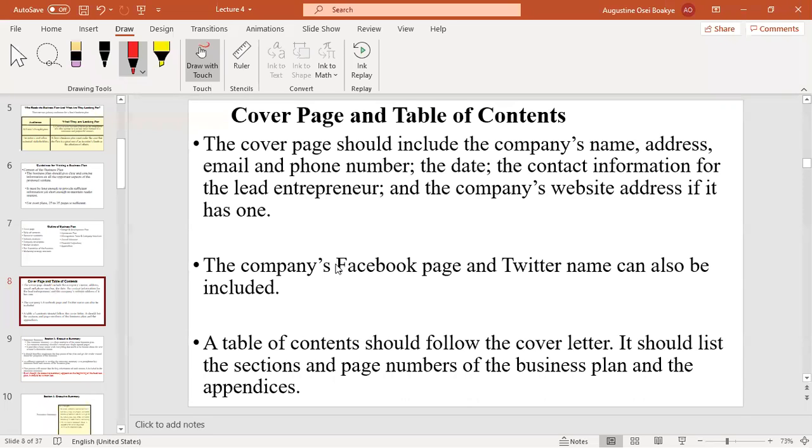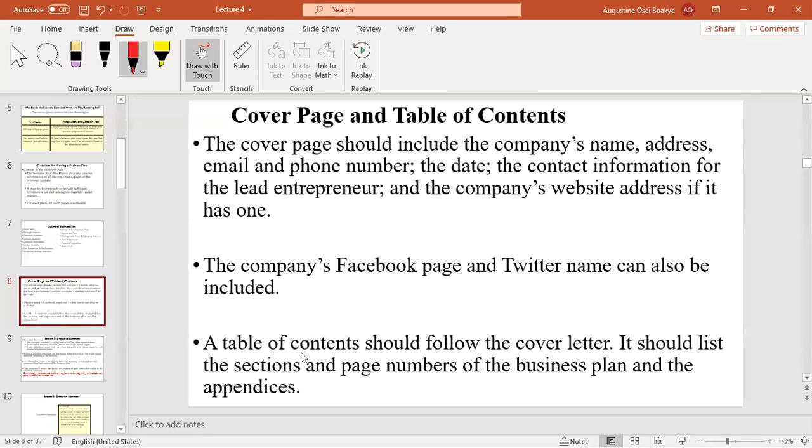So in this current dispensation, if you are able to create social media accounts, such as a Facebook account and a Twitter account, it will be a good way of projecting your business to the external world. So all these details can be added to the cover page, usually at the bottom part of it.